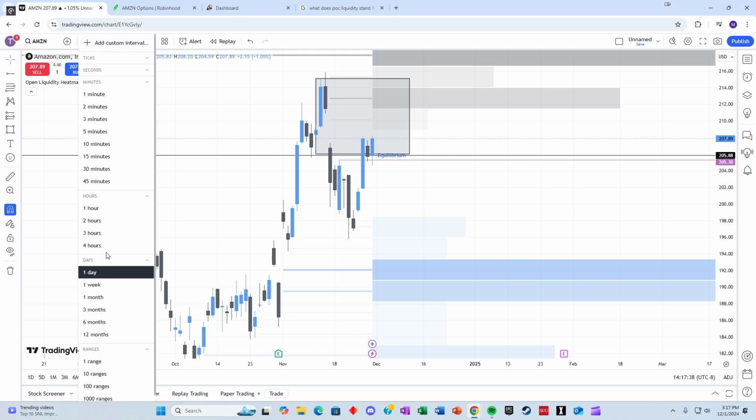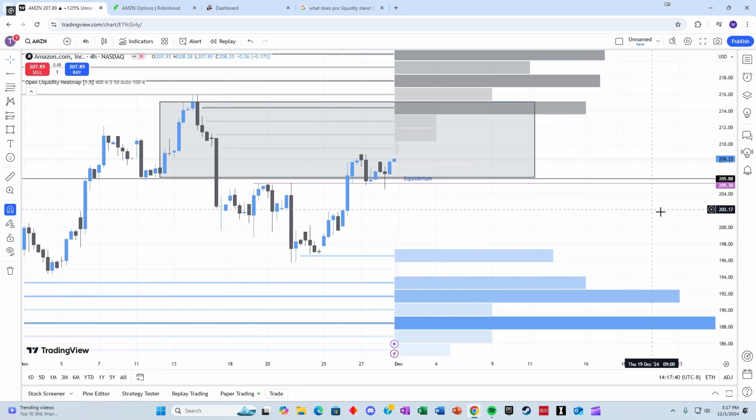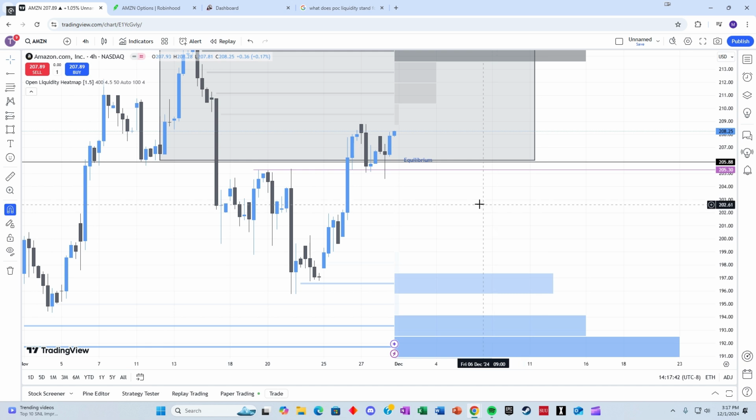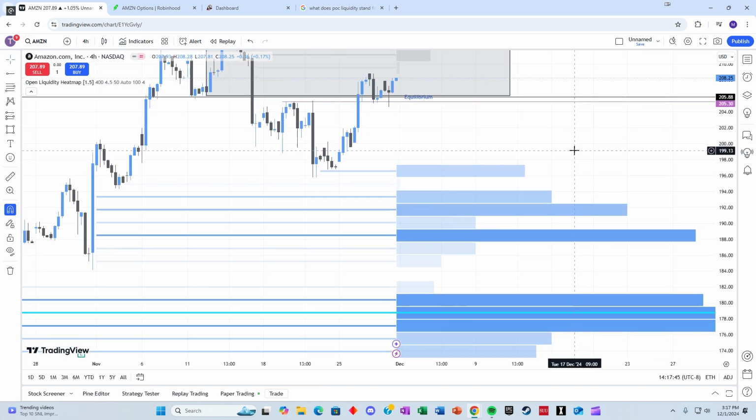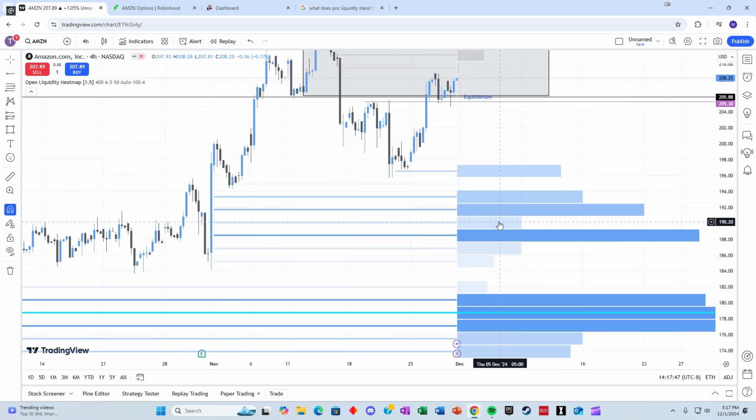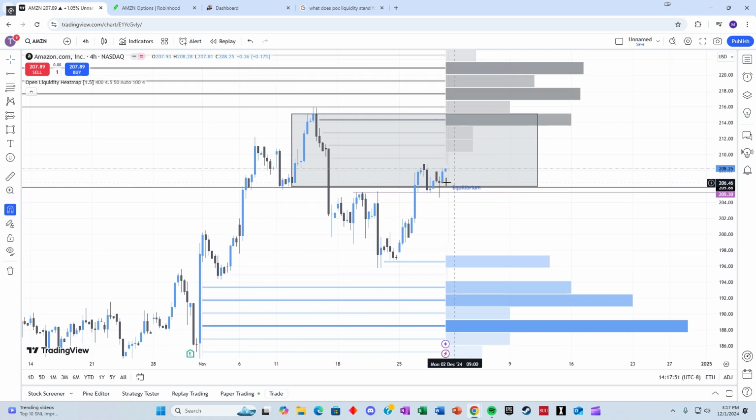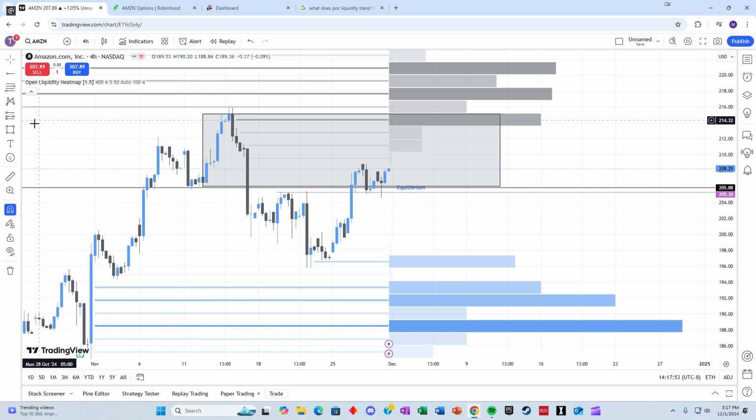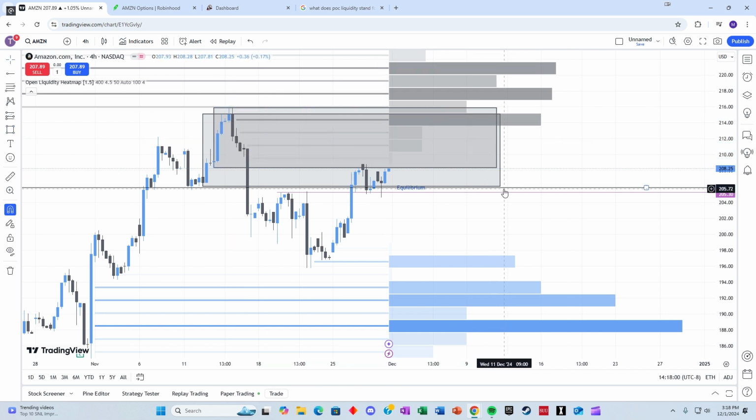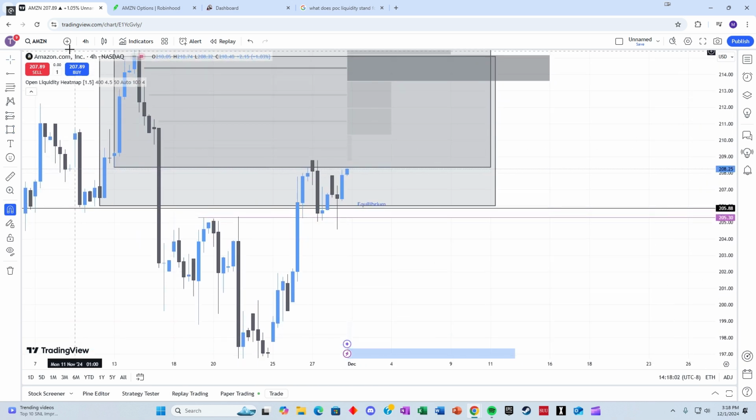And that is what's being shown on the daily. On the 4-hourly, we just have all this. And as we are in this order block, we can get really dialed in and see. So this is the 4-hour order block. Price has tapped into it.